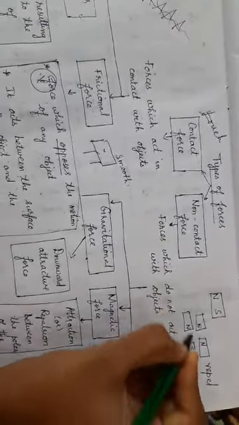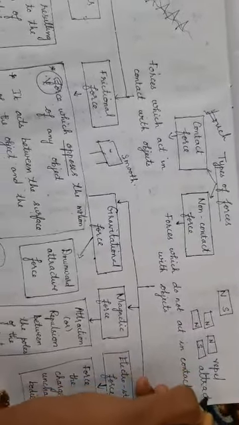Okay, so a magnet will have two poles, north and south. If it is north and north, they will repel. Whereas if it is north and south, unlike poles, different poles, they attract. So that is the attraction or repulsion between the poles of the magnet.